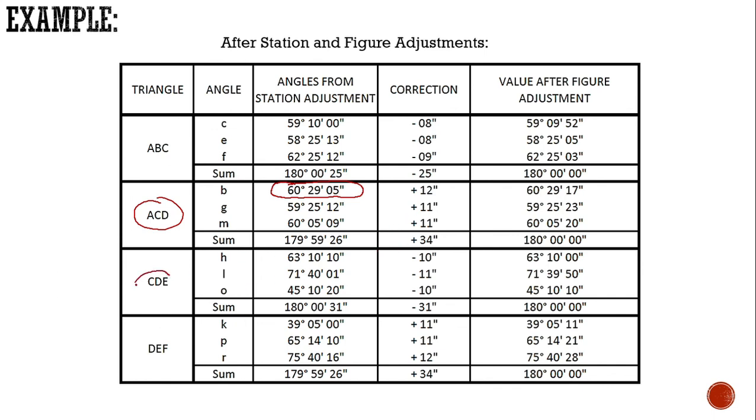The same with CDE, which has a total error of negative 31 seconds, divided by 3, that is negative 10 seconds, point 33. So we have to apply the correction arbitrarily. By doing that, let's just apply the 11 to the largest angle in the triangle. In other words, the largest angle in the triangle shall receive the larger correction.